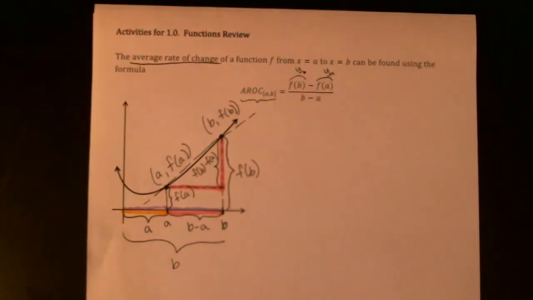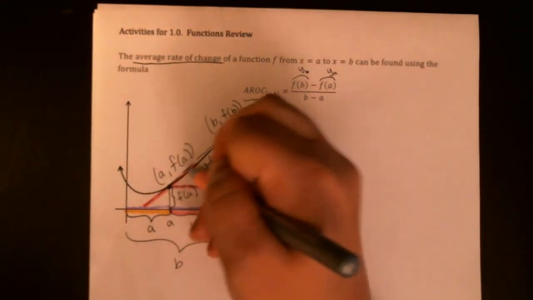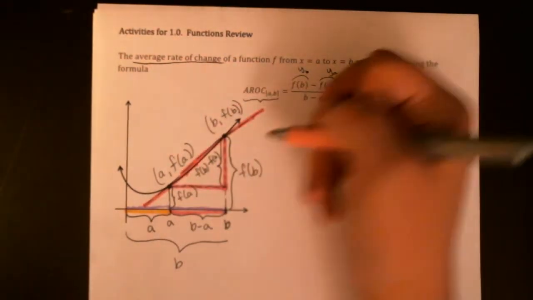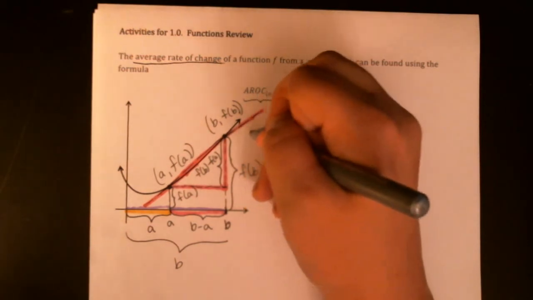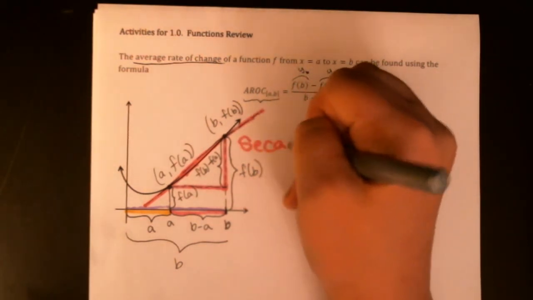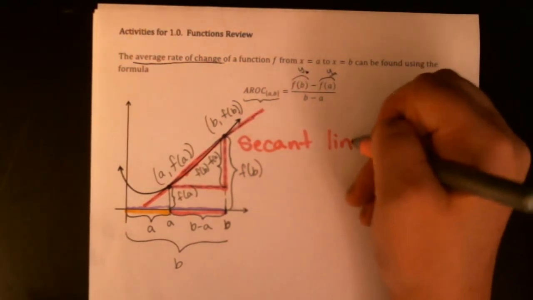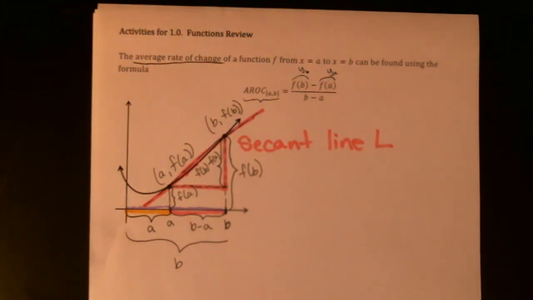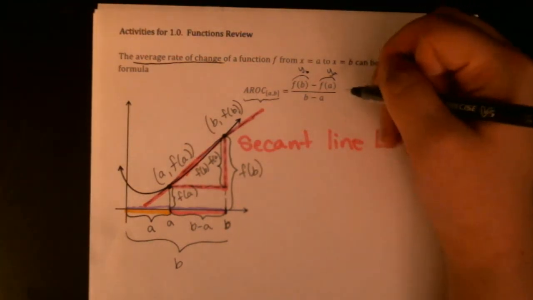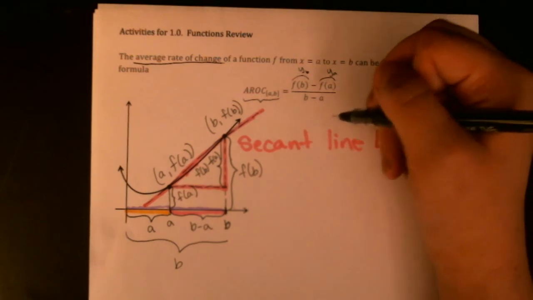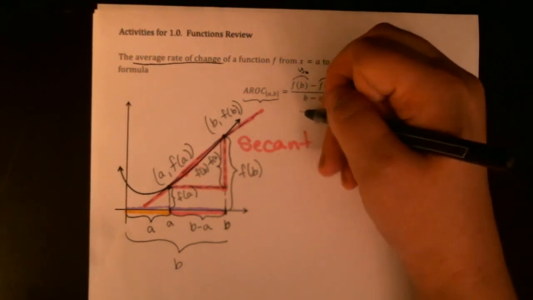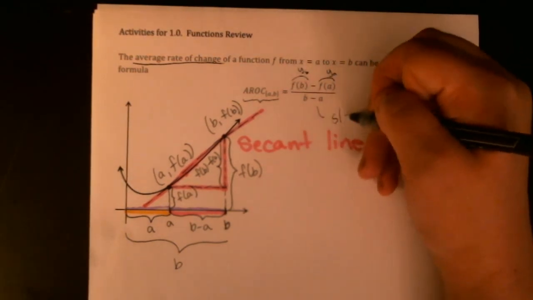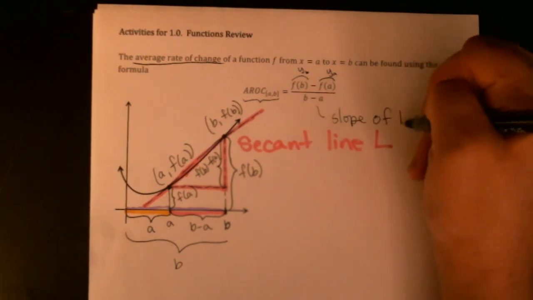Okay, so there's our line. And that is called a secant line. When you take 2 points on a curve and you draw a line between them, you get your secant line. I'm going to call that L. And this expression up here is giving us the slope of the secant line. So this entire thing is the slope of L.